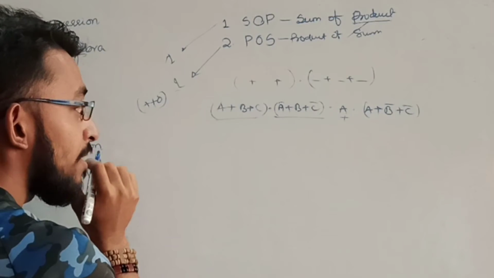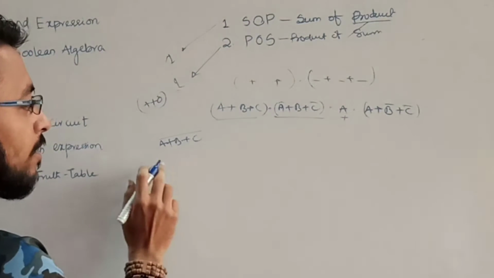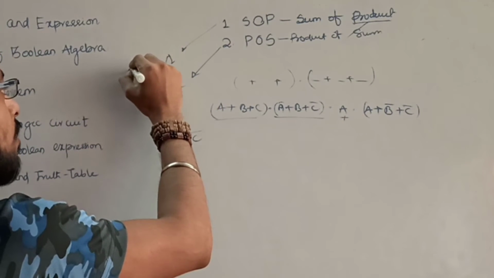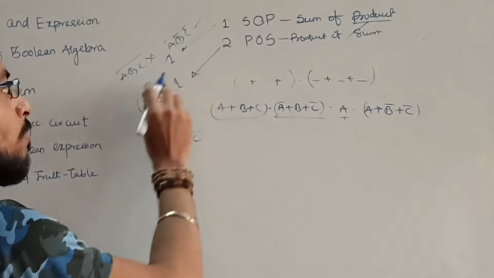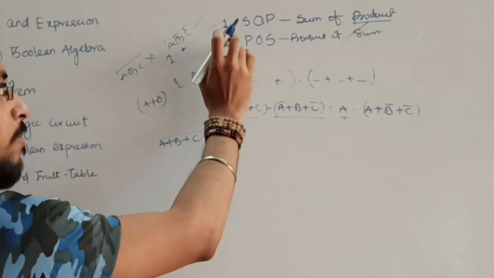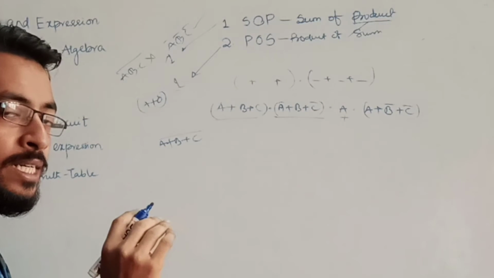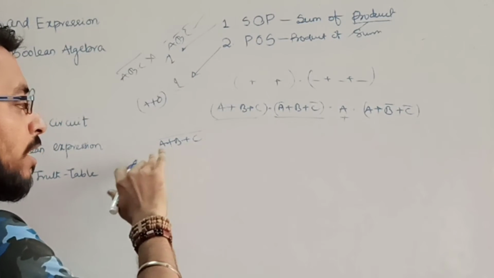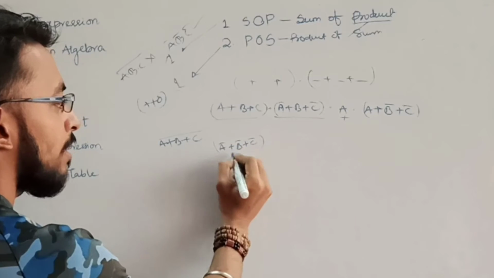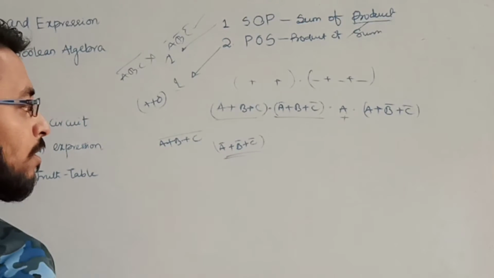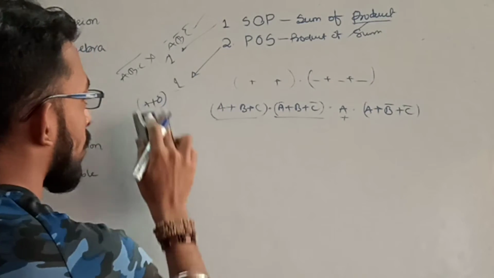One thing here: A plus B plus C whole bar. Similarly for SOP, A dot B dot C whole bar is not possible in SOP. A bar B bar C is possible, but this is not possible. Similarly for POS, A plus B plus C whole bar is not possible. That means the complement should be restricted only to a single variable. It should not extend over more than 2 variables. It means A bar plus B bar plus C bar is possible for SOP, but this term is not. Remember this point, that the complement should be upon a single variable in both cases.